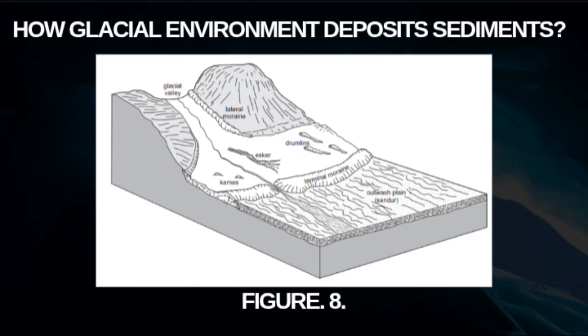Meanwhile, the cluster of teardrop-shaped hills known as drumlins indicates the direction of the glacier's flow. After the ice melted, mounds of sediment called kames were left behind, and meltwater streams deposited sediment to form the flat outwash plain or sandur.